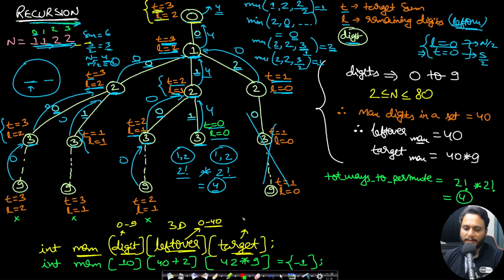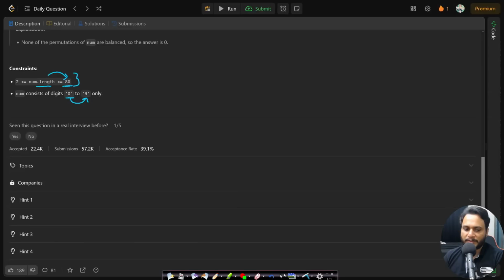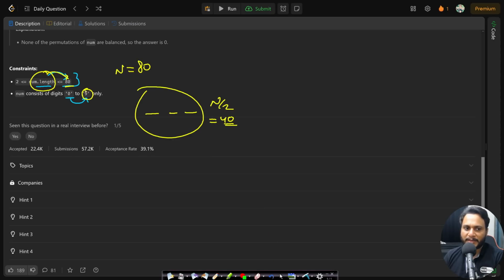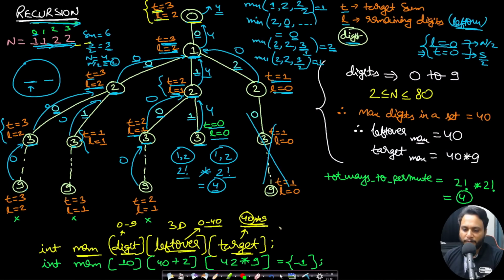The target can be maximum 40 times 9, because all the digits could be 9, isn't it? And there can be no more than 40 digits. Why am I writing all these numbers? Because if you look at the constraint, the num's length is maximum 80. So if your n value is 80, and I want to form a subset of size n by 2, then the maximum size of this subset is going to be 40, right? And that is how I'm writing it. All the digits can be maximum 9, so the maximum target sum that you can have is 40 times 9, simply. And that is why I have written here 40 times 9.